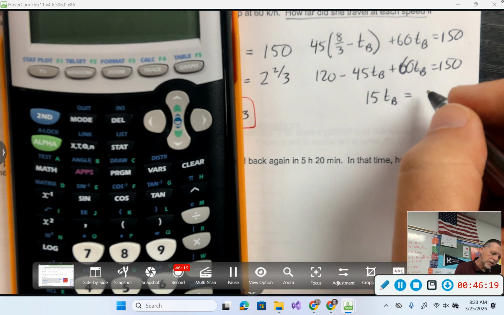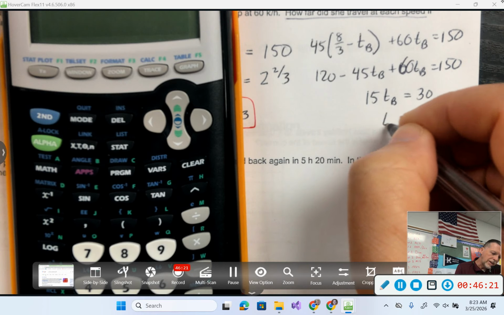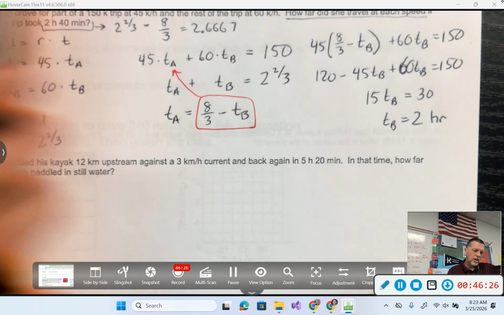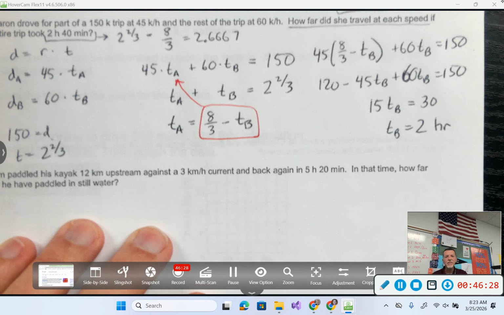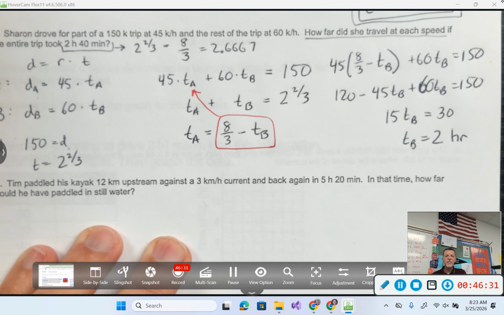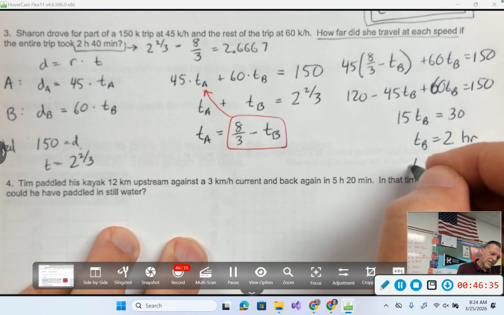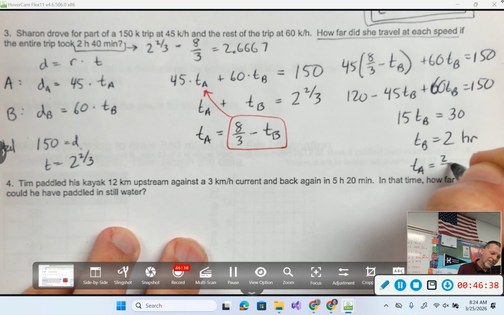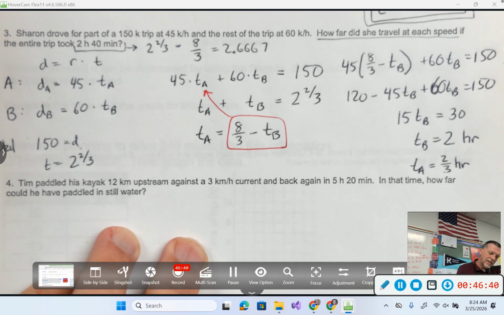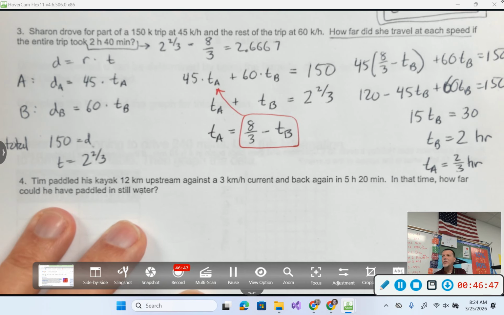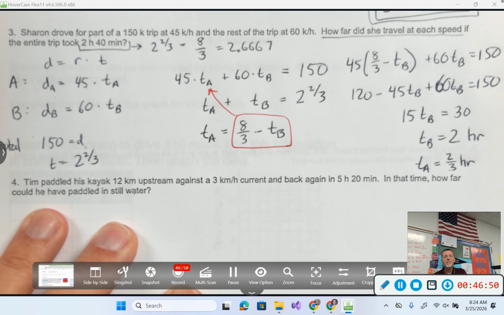150 minus 120 is 30. Oh, they were kind to us here. Very kind to us. So time B is 2 hours, which means time A is 2/3 of an hour. Is that what the question asked? This is the annoying part of word problems. Right. So we found times, but it wanted to know how far.